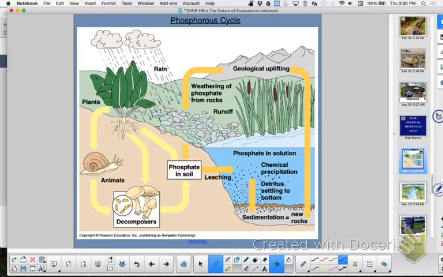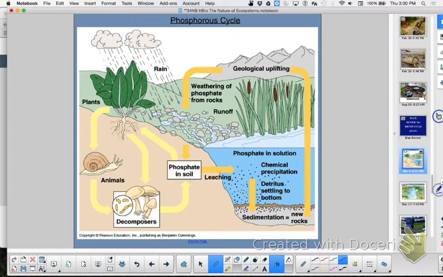The second cycle we discussed was the phosphorus cycle. Where is the reservoir for phosphorus? Rocks. How does it get out of the rocks naturally? Erosion. Phosphorus is known as a limiting nutrient, right? Meaning there's usually not enough to go around. So it regulates the growth of producers because there's not enough of it.